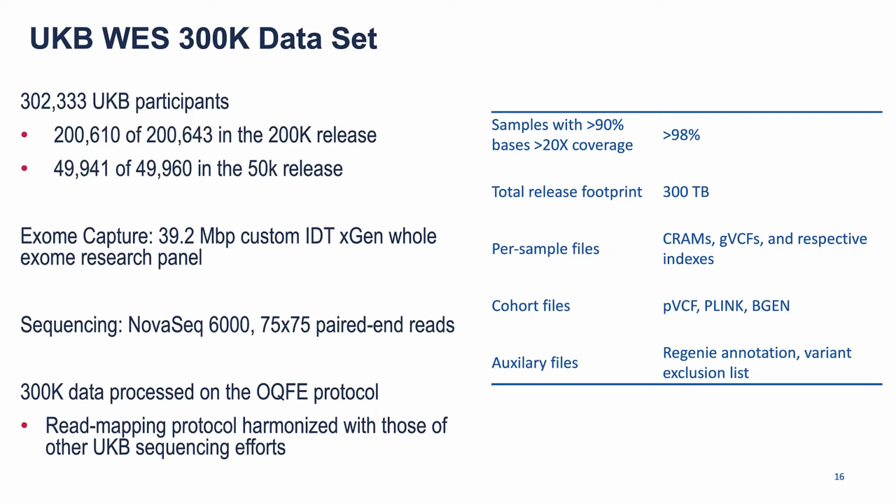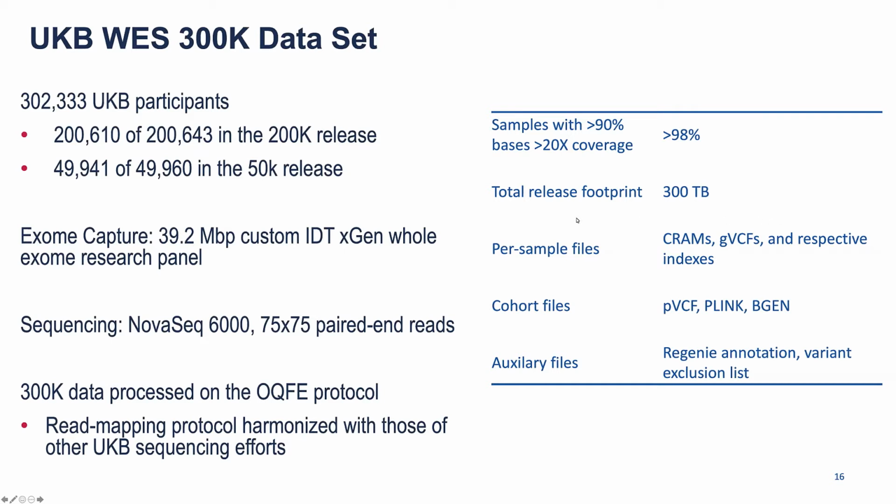There's a couple of metrics there on the right just to observe. The total amount of data for this release is about 300 terabytes, which is sitting on the RAP. These data comprise CRAM files, sample level, which contain all of our reads, GVCFs, which contain all of our variants and their respective indices. And then as an aggregate, we have the variants in PVCF, Plink, and BGen format. And then there's some auxiliary files, which you can read about in our documentation.